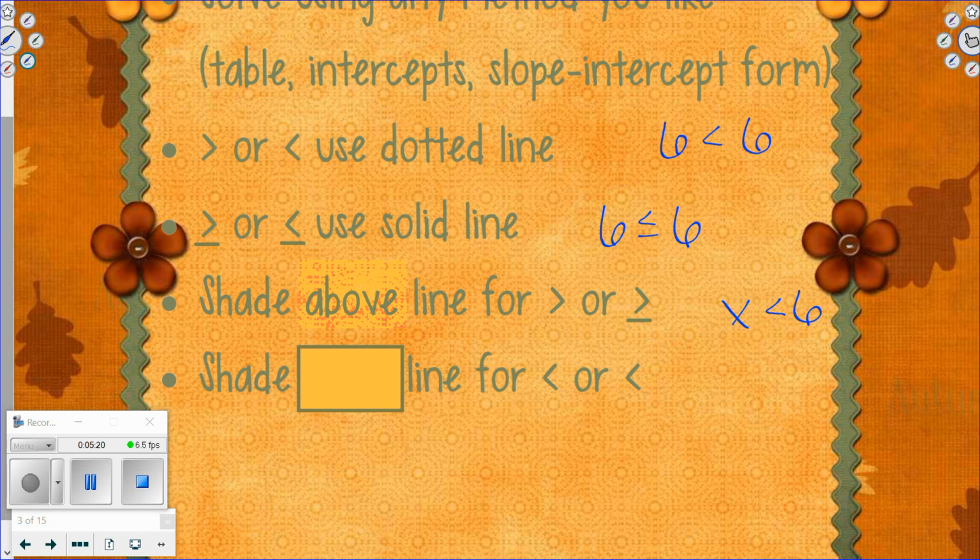So if there is a greater than or equal, we shade above the line, which hopefully makes sense, right? If it's greater than, we're shading above the line. So if I am looking at less than, or less than or equal to, you're going to shade below the line.